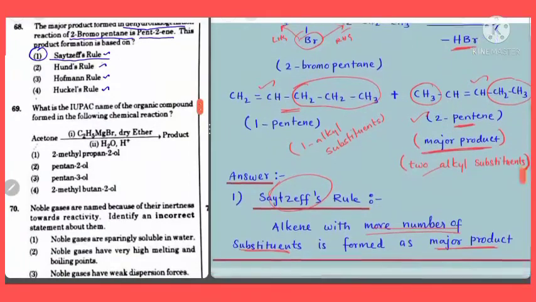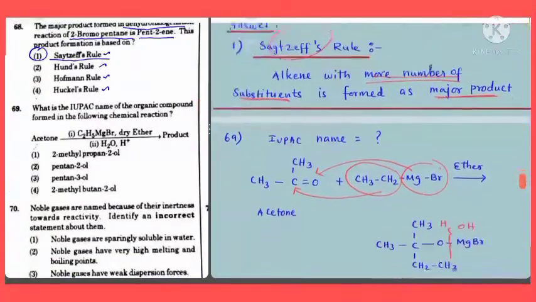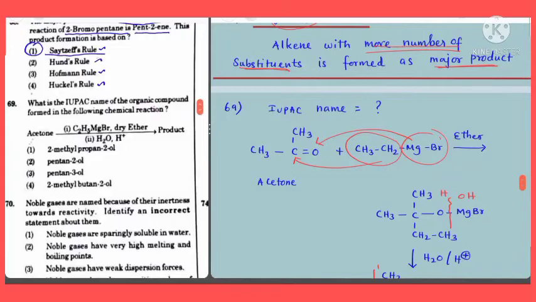Right. Next to question number 69. What is the IUPAC name of the organic compound which is formed in the following reaction? The reaction is: first, acetone reacts with the Grignard reagent, ethyl magnesium bromide, in presence of dry ether, giving a compound A. Then compound A on hydrolysis, the second condition, in presence of an acid catalyst, gives another compound B, that is B is the final product. Now what is the IUPAC name of the product B?